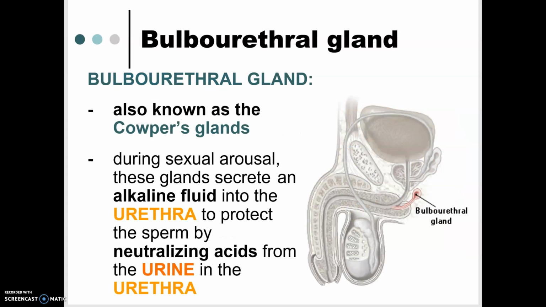The last gland is called the bulbourethral gland, or sometimes it's also known as the Cowper's gland. Those two words mean the same structure. During sexual arousal, these glands are going to secrete another alkaline fluid, which is going to help neutralize any acids left over from the urine that could be left in the urethra. So it's another form of protection for the sperm as it leaves the body.